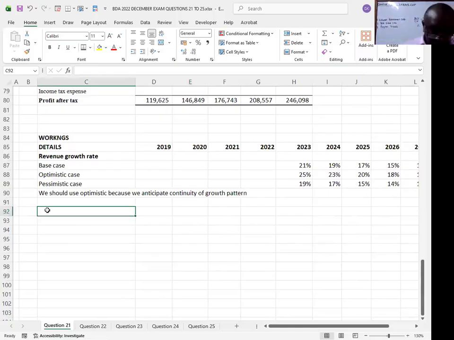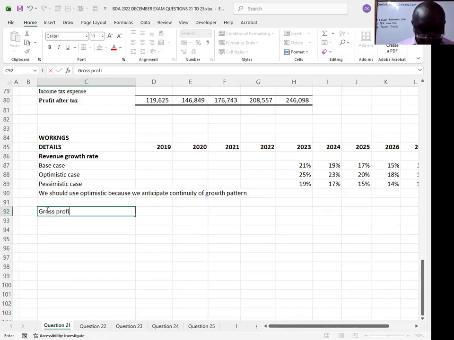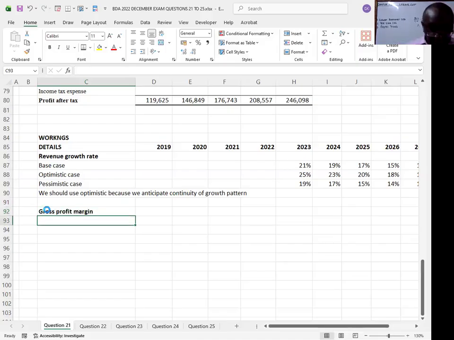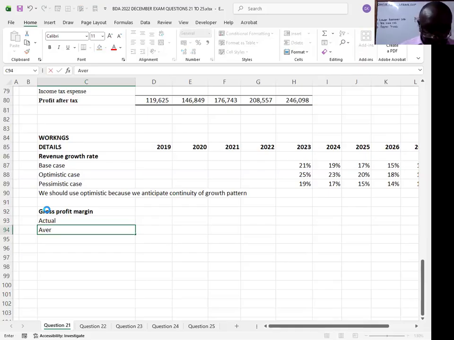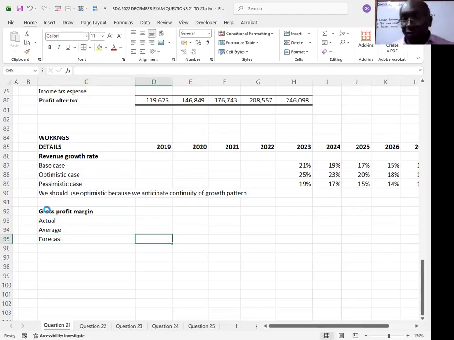We do gross profit margin. Gross profit margin. Can make this bold. Then here we call it actual. Then we need to get the average. And then we need to get the forecasts. We have mentioned those three things.